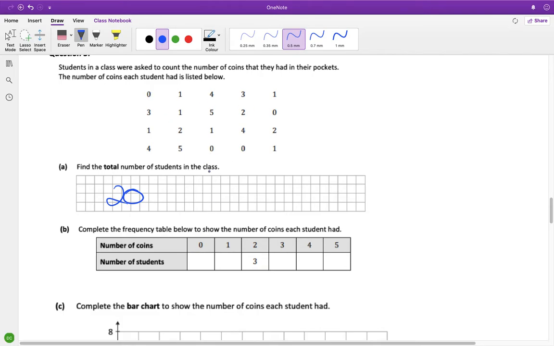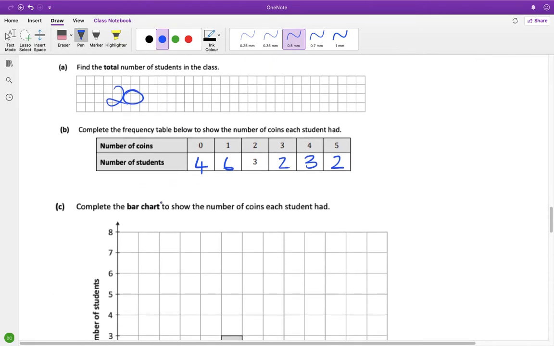So how many people had no coins? 1, 2, 3, I think it's 4. How many people had 1? 1, 2, 3, 4, 5, I think it's 6. Then the next one also 3 coins. 1, 2, 4 coins. 1, 2, 3, and 5 coins, 2. Now you should always check that it adds up. So I'm going to do 4 plus 6 plus 3 plus 2 plus 3 plus 2, and I get 20, which is what I should get.